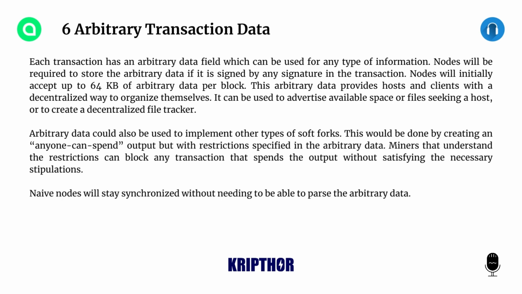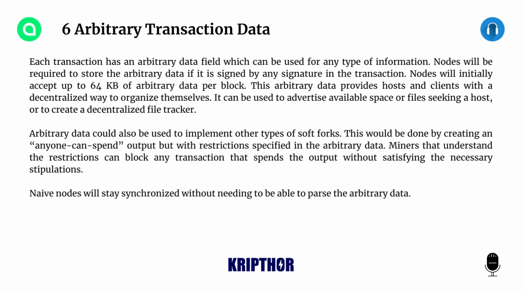6. Arbitrary transaction data. Each transaction has an arbitrary data field which can be used for any type of information. Nodes will be required to store the arbitrary data if it is signed by any signature in the transaction. Nodes will initially accept up to 64 kilobytes of arbitrary data per block. This arbitrary data provides hosts and clients with a decentralized way to organize themselves. It can be used to advertise available space or files seeking a host, or to create a decentralized file tracker.